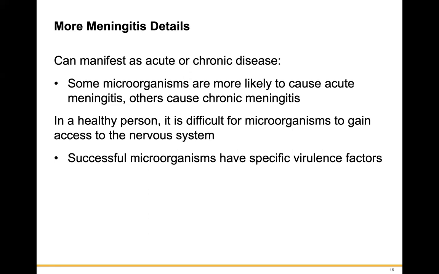Meningitis can manifest as an acute or chronic disease. Some microorganisms are more likely to cause acute meningitis, and others will cause chronic meningitis. In a healthy person, it is difficult for microorganisms to gain access to the nervous system. Successful microorganisms have specific virulence factors which aid in the pathogenesis of them being able to infect this sterile site or this area of the body.